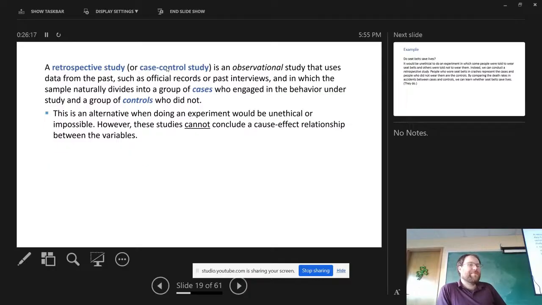Sometimes doing experiments isn't necessarily a safe option or an ethical option. This is where retrospective studies come in, or case control studies. So instead of collecting data, you're going to be using past data. But again, often used when experiments are unethical or impossible. But you cannot conclude a cause-effect relationship between the variables.